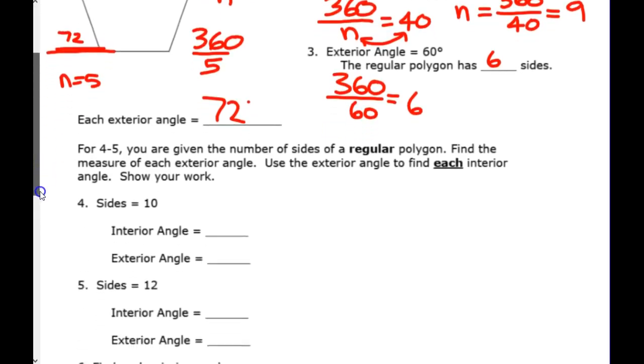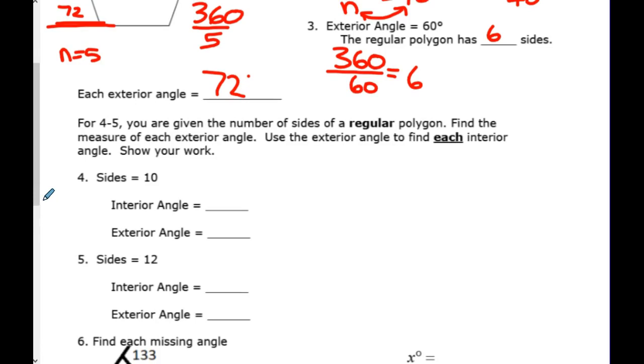Number 4. Now, when we read number 4, for 4 through 5, you're given the number of sides of the regular polygon. Find the measure of each exterior. Key words there: each exterior. And then we keep reading: each interior. So each exterior and each interior has a formula. Let's see if you remember 2 days ago. What's each interior angle's formula?